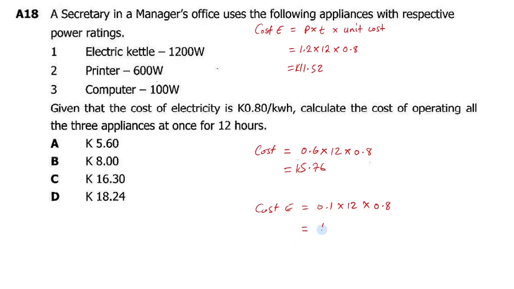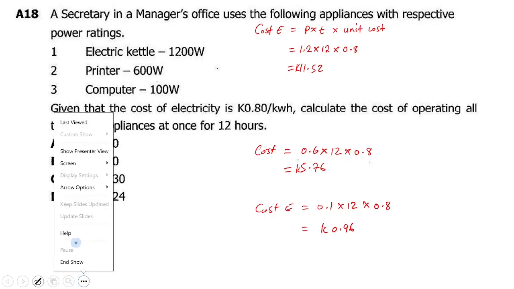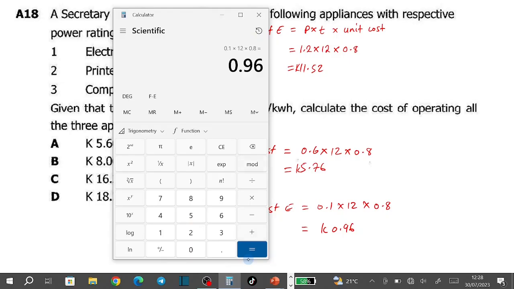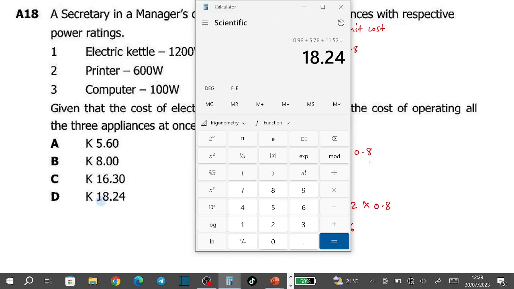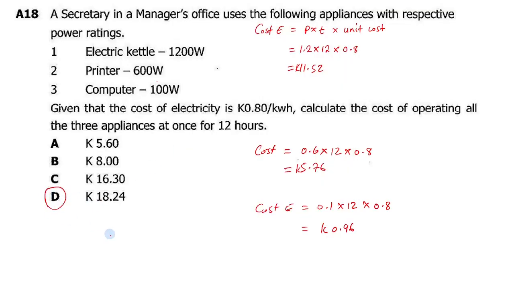So this one will be 0.96. Then we add the total, this plus this plus this, to find the total now. So 0.96 plus 5.76 plus 11.52 equals 18.24. So 18.24, which means the answer is D.